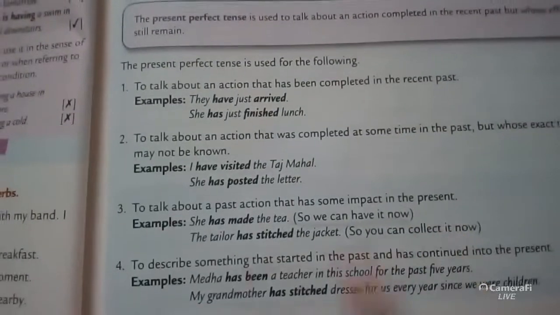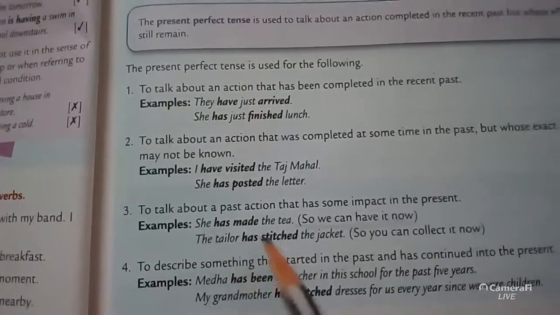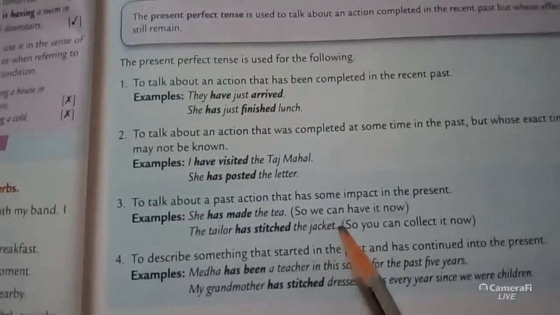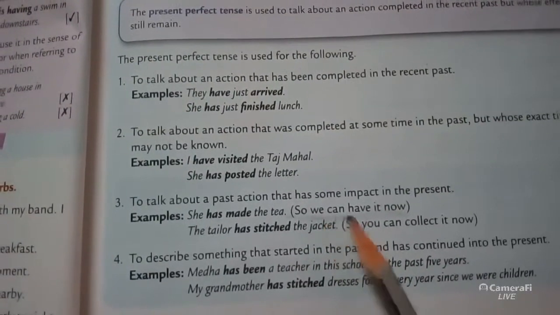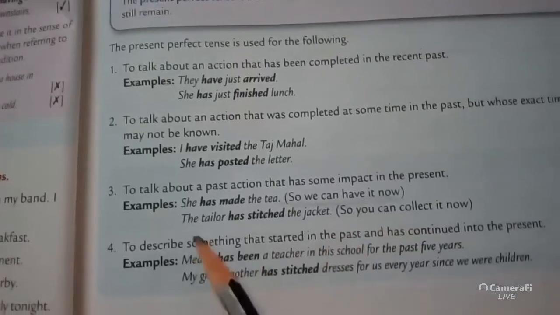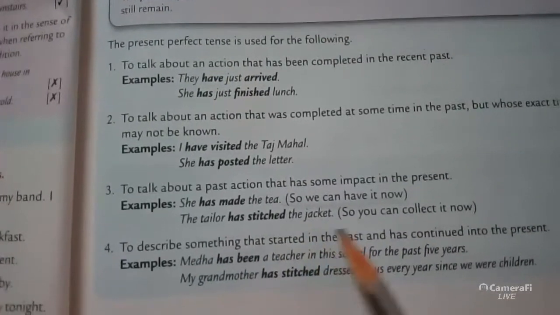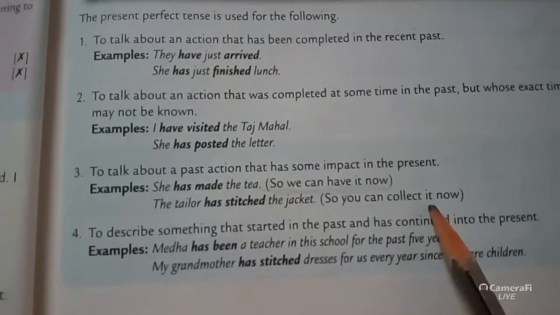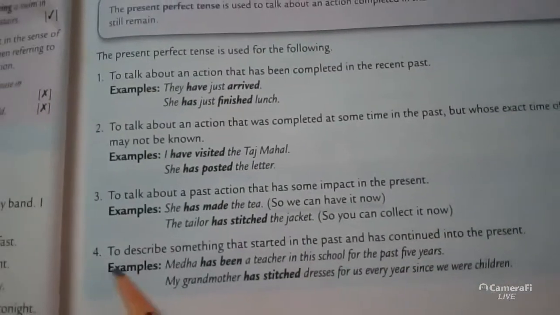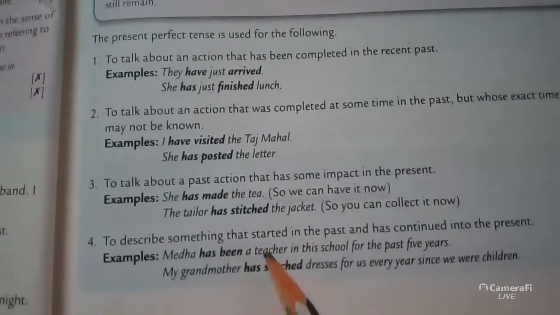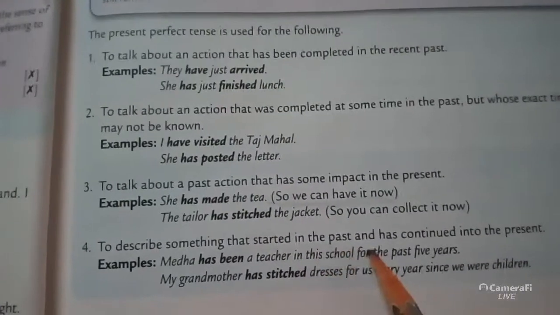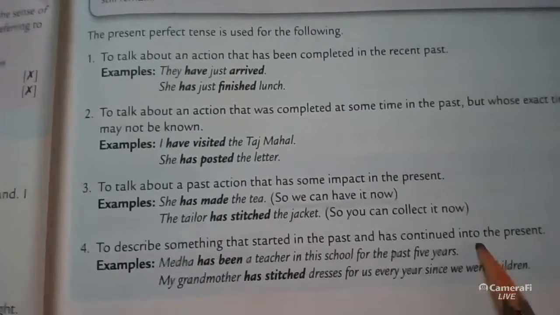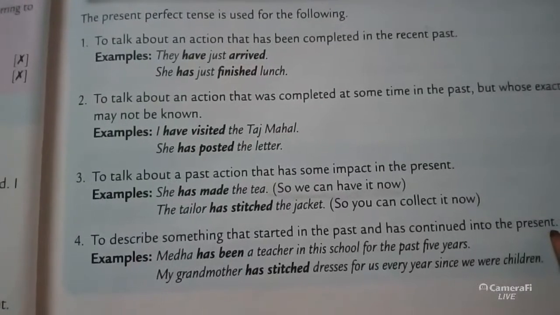Number 3, to talk about a past action that has some impact in the present. She has made tea, so we can have it now. The tailor has stitched the jacket, so you can collect it now. Okay? Number 4, to describe something that started in the past and has continued to the present.